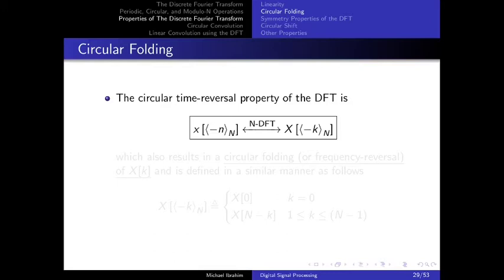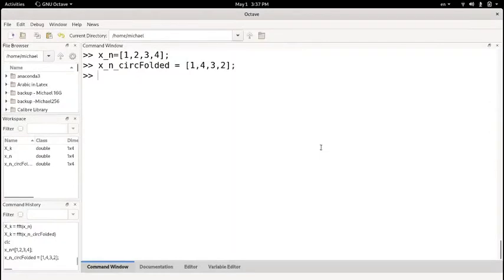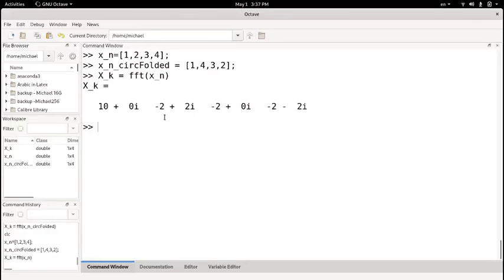So let's see how this works in MATLAB. As you can see over here, we defined a sequence x of n equal to 1, 2, 3, 4, and we have the circularly folded sequence. The sample at 0 remains as is, the 1, and the remaining samples are reversed: 4, 3, 2. If we compute the FFT of x of n, of course FFT is an efficient way of computing the DFT, the discrete Fourier transform, X of k would be 10, minus 2 plus 2j, minus 2, and minus 2 minus 2j.